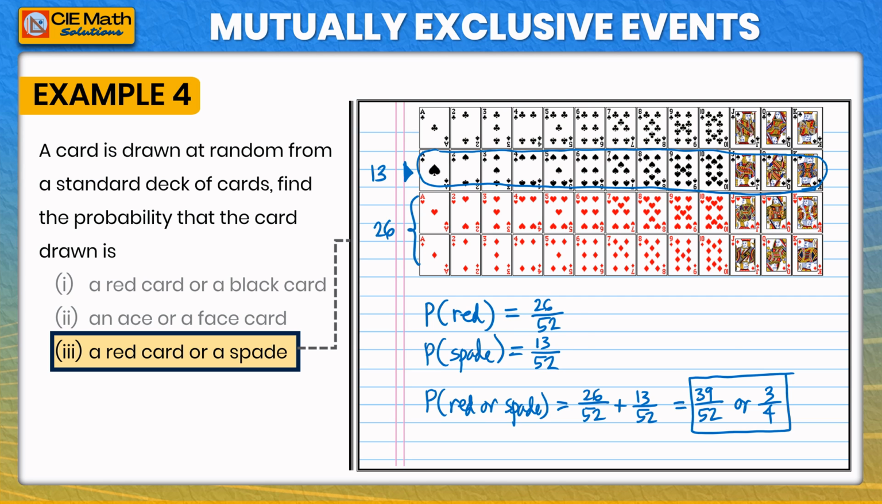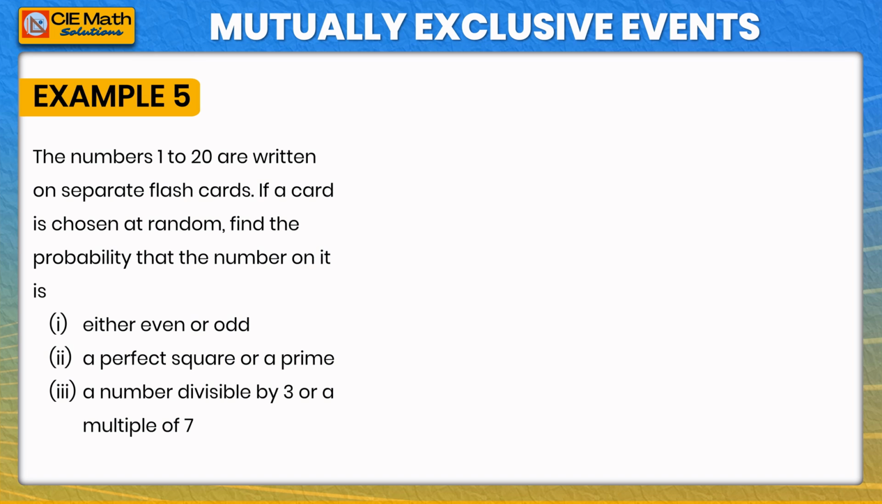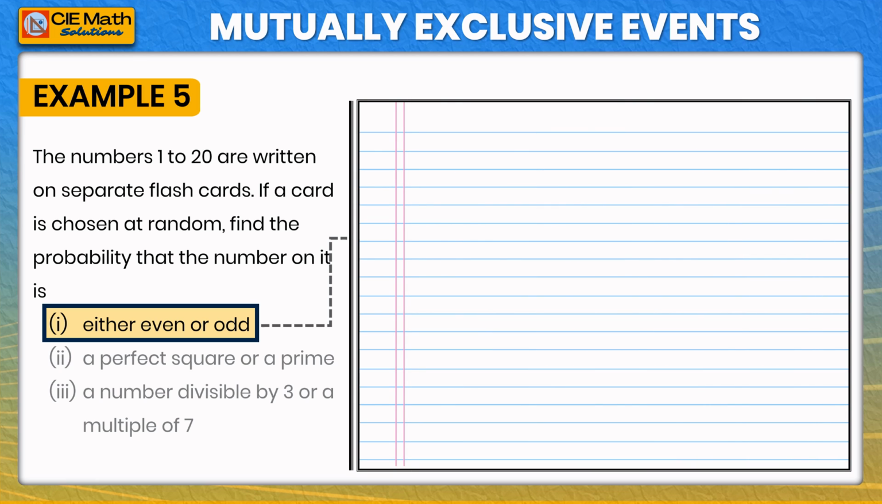Let's go to example number 5. The numbers 1 to 20 are written on separate flashcards. If a card is chosen at random, find the probability that the number on it is, for I, the first one, either even or odd. Now let's lay down all the flashcards containing the numbers 1 to 20.